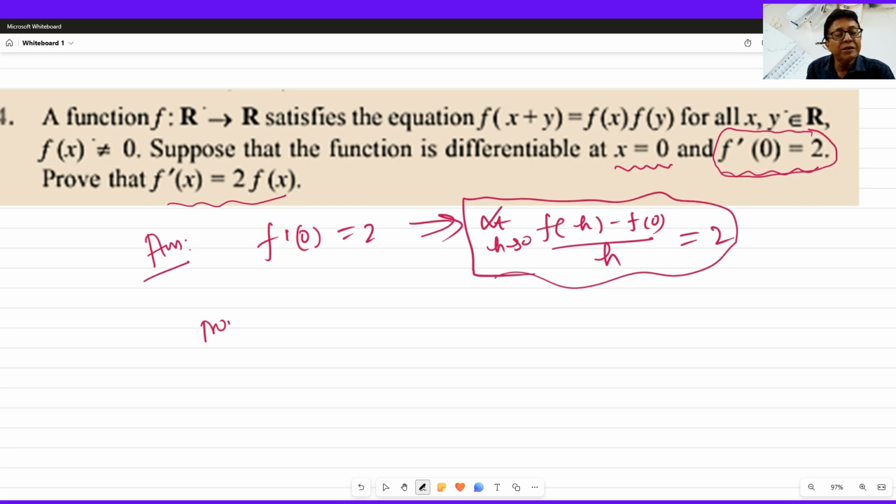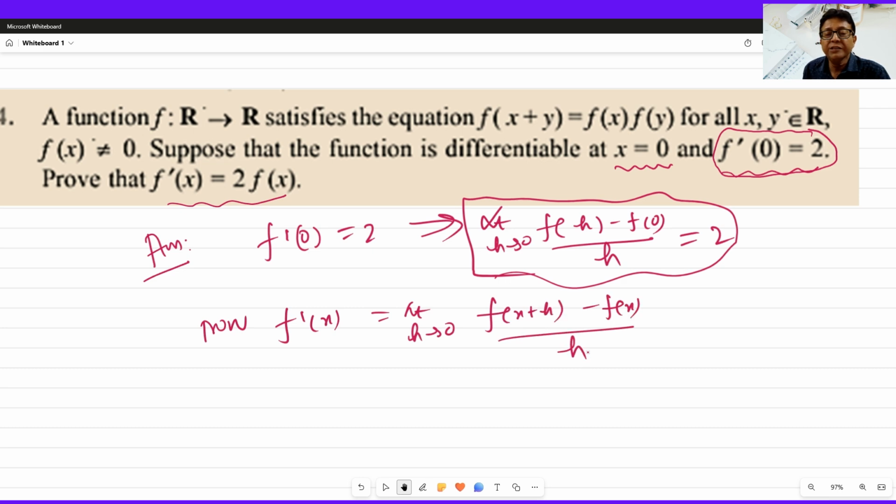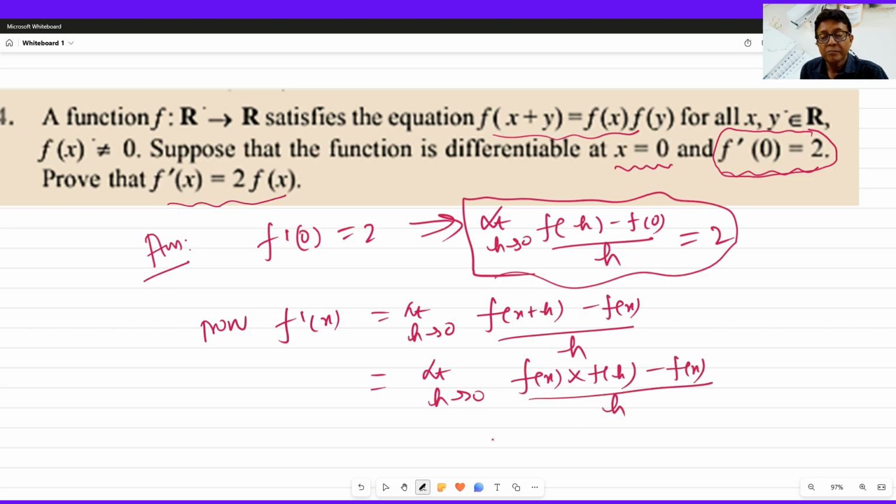Now, f dash x is what? It is equal to limit h tending to 0 of f(x+h) minus f(x) by h. Isn't it? What is f(x+h)? f(x+y) is given, so you write accordingly: f(x) f(h). So it will be limit h tending to 0, f(x) as common, times f(h) minus 1 by h.